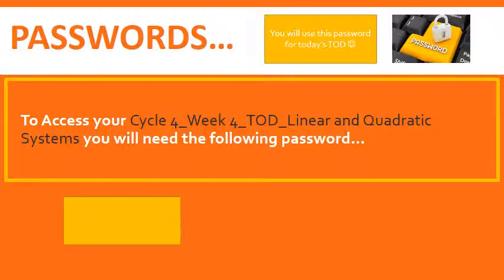All right, so now it's time for your ticket out the door password. This is for your ticket out the door, linear and quadratic systems. Your password is capital D, lowercase a, and the number 5. That's capital D, lowercase a, and the number 5.